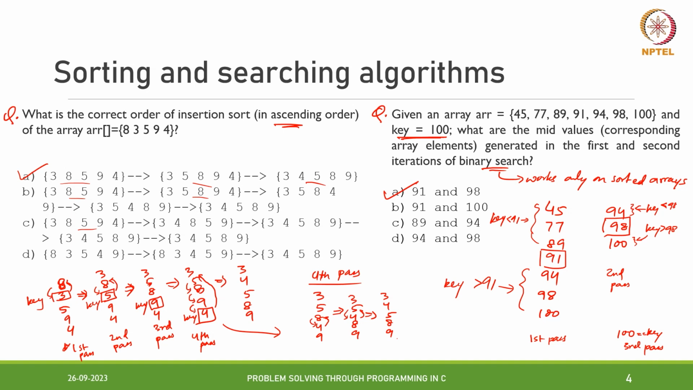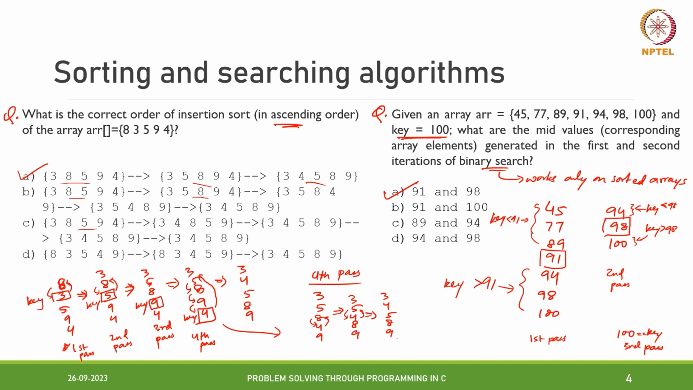Okay, so I will explain again. This was our array: 45, 77, 89, 91, 94, 98 and 100. We have a key which is 100. Our objective is to use binary search to find out whether this key exists in the array, and if it exists, where it exists. What we do first in binary search, it works only on sorted arrays, and we know here that it is sorted in ascending order.